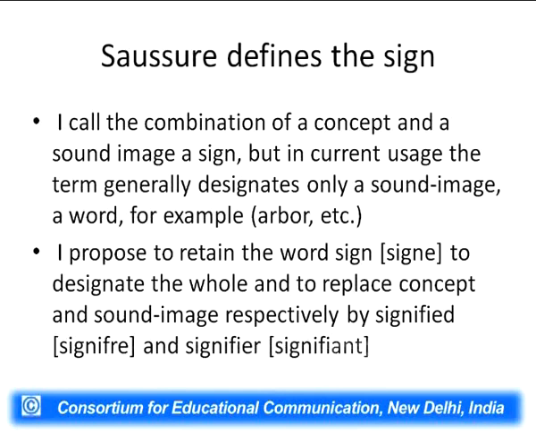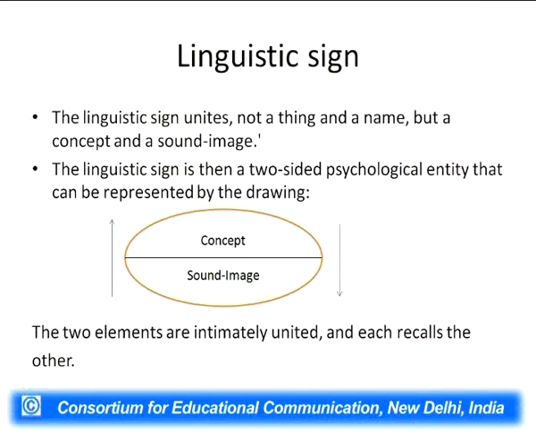"I propose to retain the word sign," the French word, because basically he wrote the book Course on Linguistics in French. So the word sign is signe in French, and he says, "I propose to retain the word sign, signe, to designate the whole, and to replace concept and sound image respectively by signified and signifier." So he views the sign as composed of signifier and signified. So basically, if you go to the back slide, sound image is the signifier and the concept is the signified.